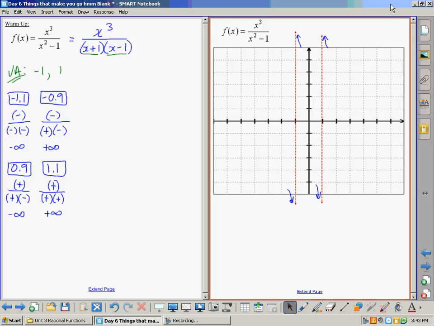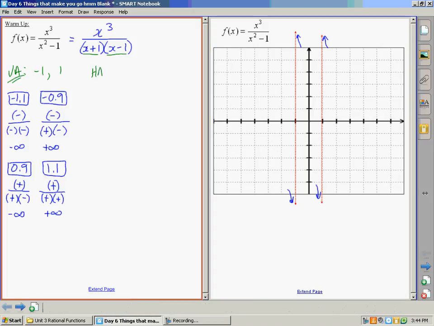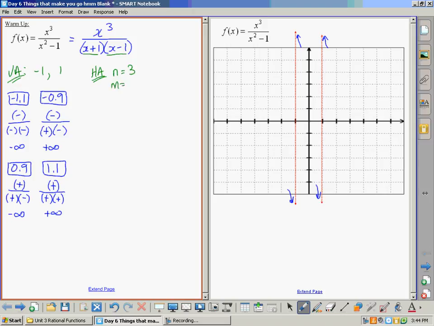Next, we're going to check our horizontal asymptotes. So for the horizontal asymptotes, I need to get an n and an m. N is the degree of the numerator, which in this case is 3. M is the degree of the denominator, which is 2. So n is greater than m, so therefore there is no horizontal asymptote.